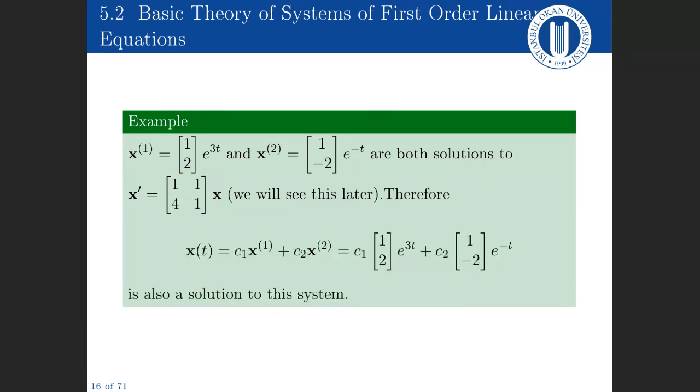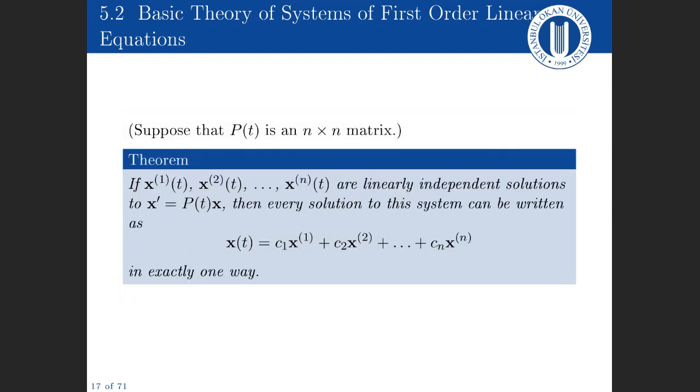That means every linear combination of these two functions is also a solution to the system. In other words, c1 (1, 2) e to the power 3t, plus c2 (1, -2) e to the -t, is a solution to the system for any constants c1 and c2. Same ideas that we did before, same ideas as from chapter 3. Unless I say otherwise, please assume that P(t) is an n by n matrix.